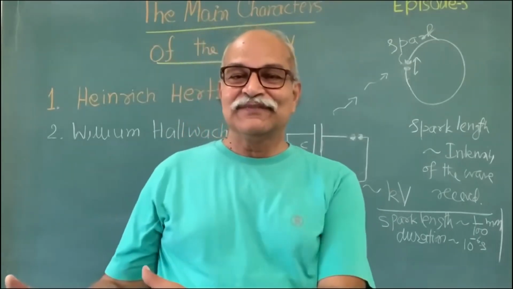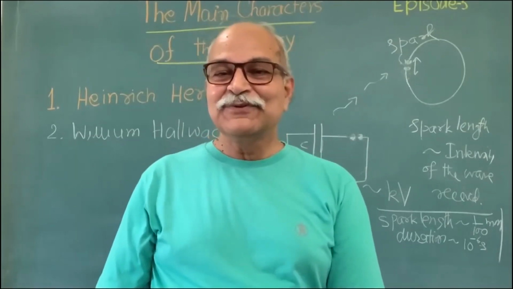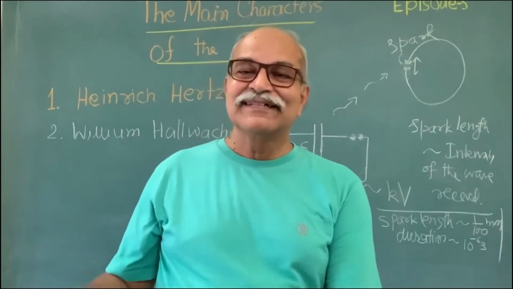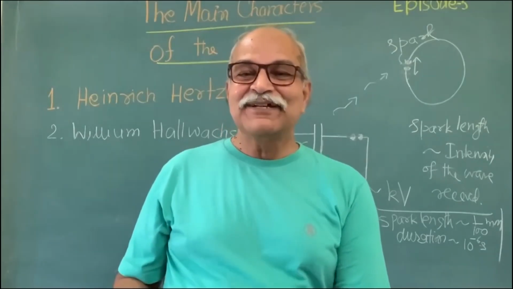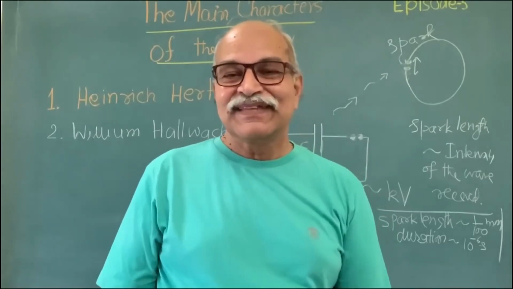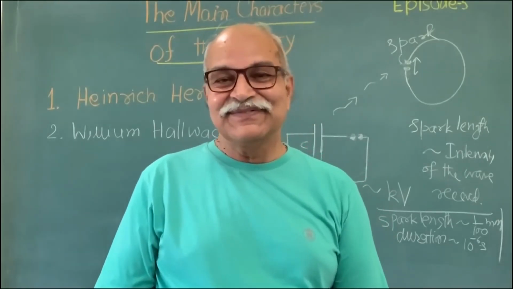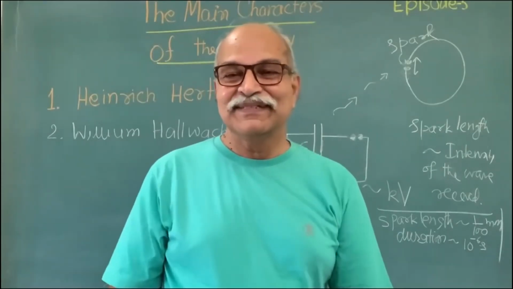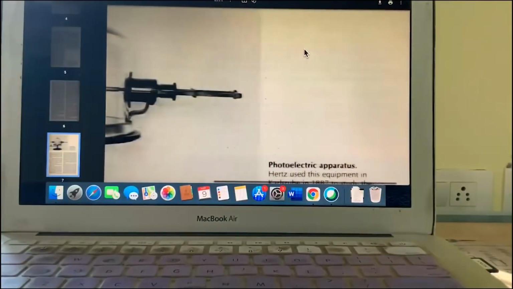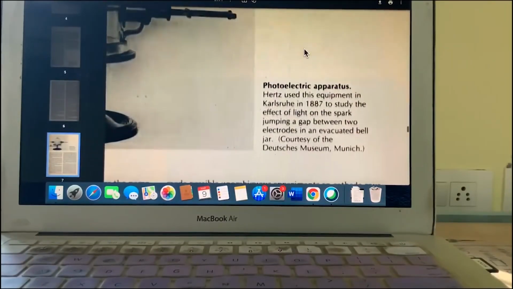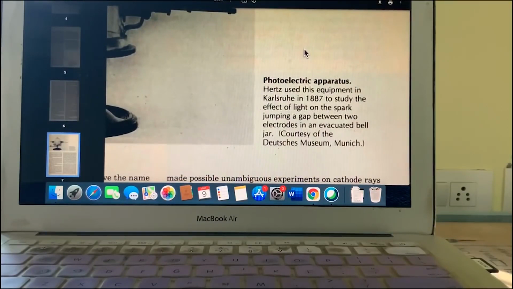I'll just show a page from Physics Today, volume 42, where he used certain apparatus which is put in some museum, and you see what kind of apparatus he has used. In fact, it was a big 16-page paper in German, and I could not get the original of that, but the description is available at many places. Just see the apparatus. This is the original apparatus, and the article says that Hallwachs used this equipment in Karlsruhe in 1887 to study the effect of light on the spark jumping a gap between two electrodes in an evacuated bell jar. This is in the Deutsches Museum, Munich.